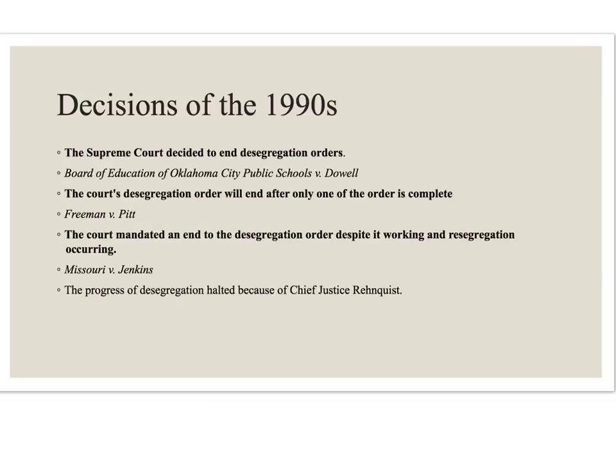Decisions of the 1990s led to resegregation as the Supreme Court decided to end desegregation orders. The case ruling of this was the Board of Education of Oklahoma City Public Schools versus Dowell, which ruled that a desegregation order should end if the school system has become unitary, even if there's a high likelihood of resegregation. Another key case during this time was Freeman versus Pitts, which ruled that a court's desegregation order will end after an order is complete, regardless of any other orders that are still out there.